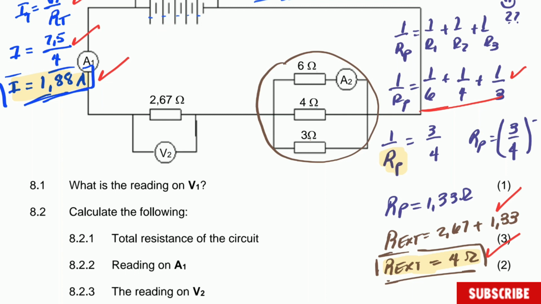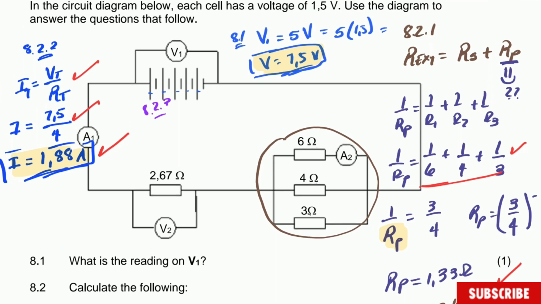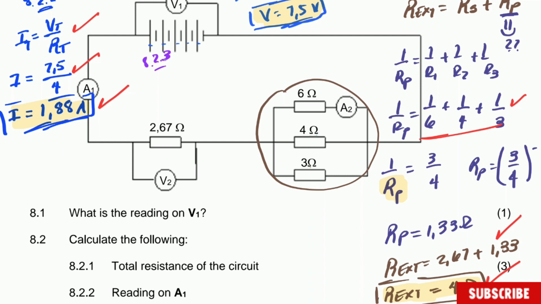This one is going to be question 8.2.3. Same formula. So current is equal to V divided by R, but now we're working only with this resistor here, guys. So now in this case we're looking for V. So what is the current? Current is going to be the same calculated, 1,88, equal to potential difference, we're looking for that one, divided by the resistance. Resistance is not total, we're working only with this one, so it's 2,67.